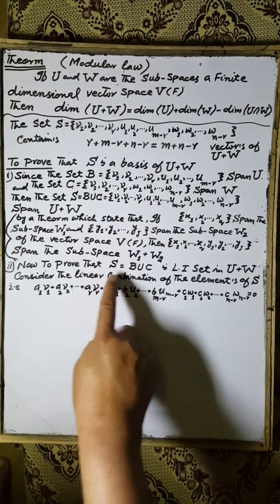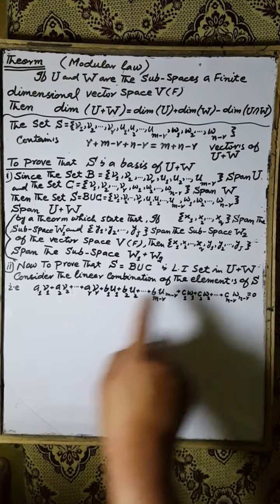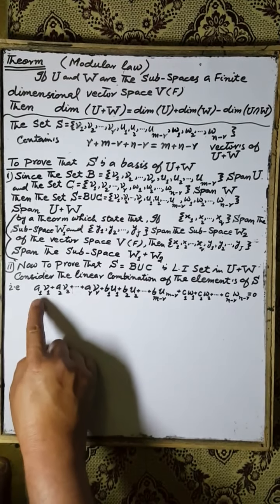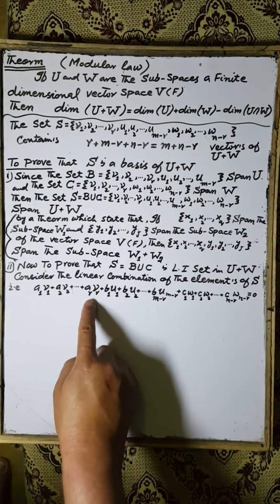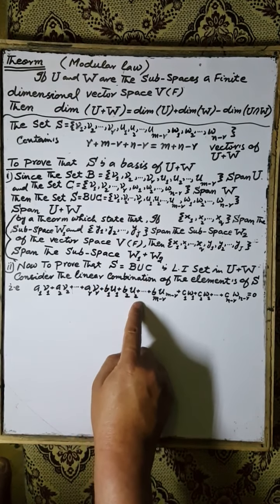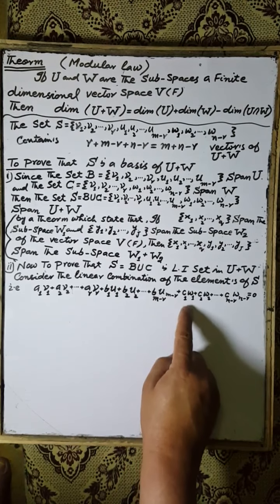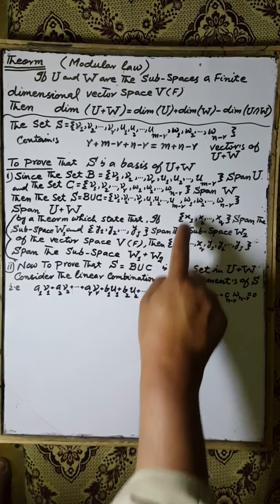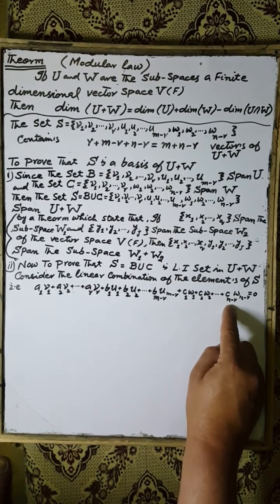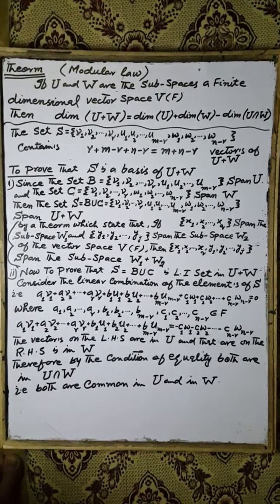Now, to prove that the set S is a linearly independent set in U plus W, consider the linear combination of the elements of the set S: a1 v1 plus a2 v2 up to so on ar vr plus b1 u1 plus b2 u2 up to so on plus b(m minus r) u(m minus r) plus c1 w1 plus c2 w2 up to so on plus c(n minus r) w(n minus r) is equal to 0.